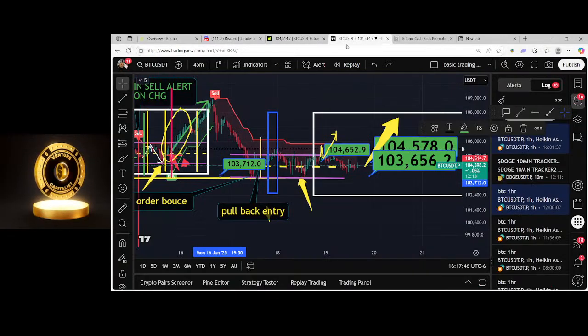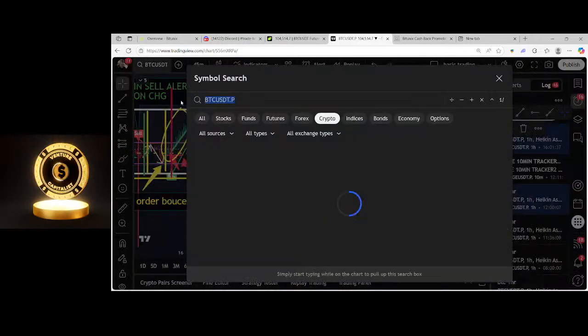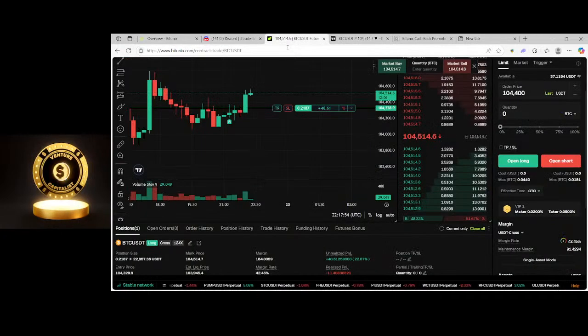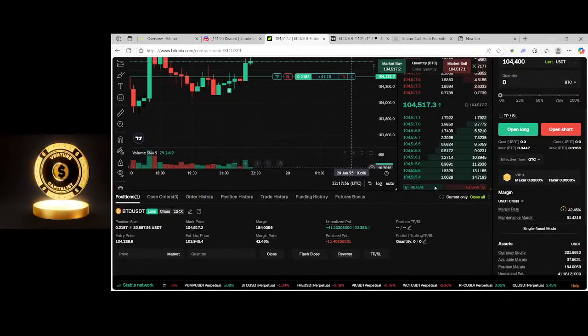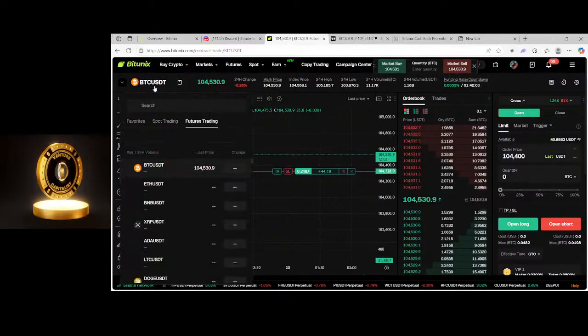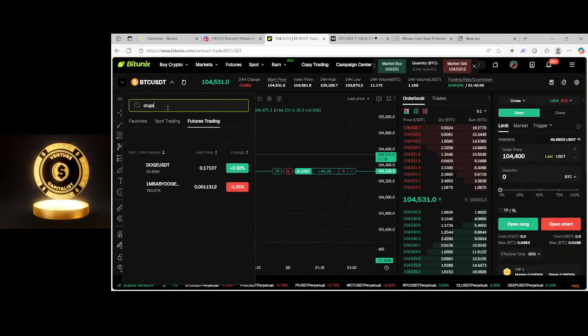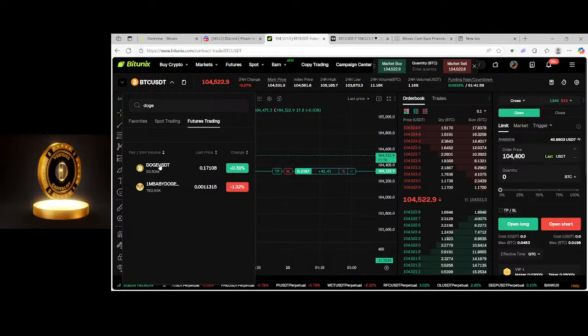But what we'll do is we're gonna walk through BitNex. Let's set up a Doge, right? So anytime that Bitcoin moves, there's always going to be a Doge trade. To set that up, I'm going to go over on BitNex. I'm going to type in Doge real quick, and then I'm going to pick that up.